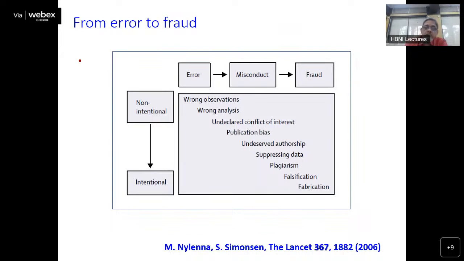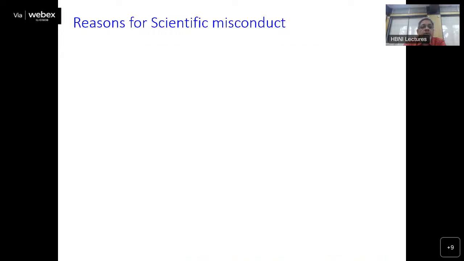So this is how the whole thing works, from say a simple error to a total fraud, and from unintentional errors going up to totally intentional ones. Okay, so that's what is meant by from error to fraud.